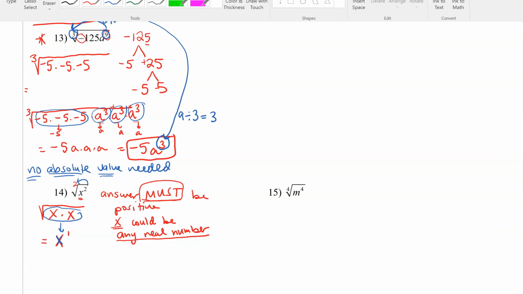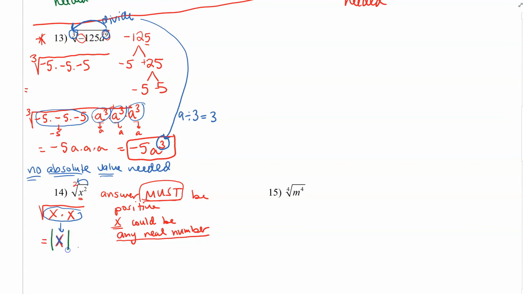This is the scenario where we come in and say, okay, just to make sure, I'm going to put an absolute value around this x to make sure that the output is positive. See, the input, the x, could be any real number, could be negative. And that's the answer to this square root of x squared, which must be a positive number. So by putting the absolute value around it, it allows for x to be negative, but for my answer to still be positive. So my final answer is the absolute value of x.